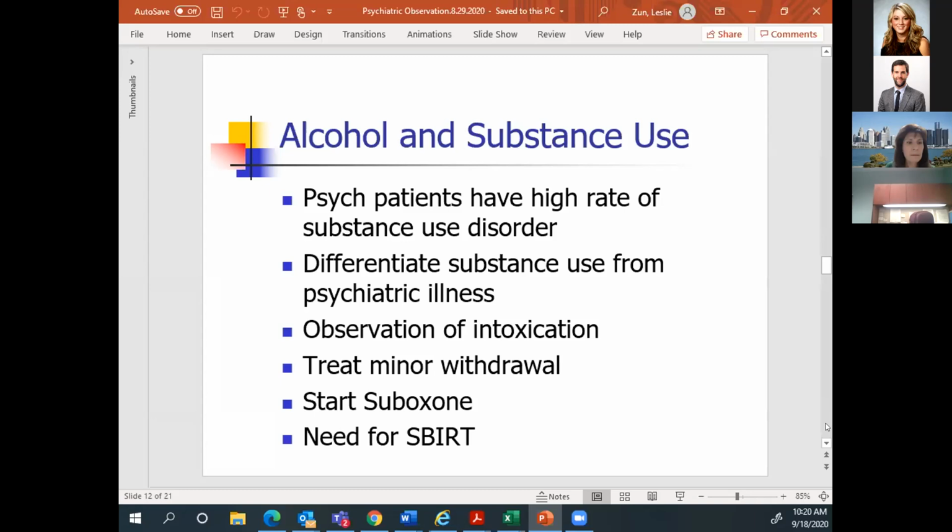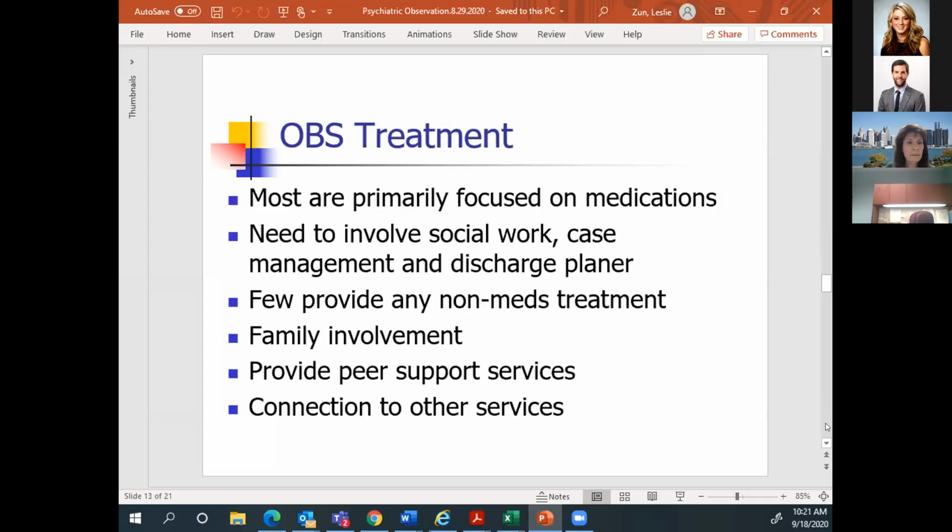You can observe them for their mild or minor intoxication, as well as you could be treating minor withdrawal. And you could start Suboxone if you wanted to and start your Esprit in this unit. And most of the treatment is really focused on restarting their meds or starting psychotropic medications. You want to involve social work and case management and discharge planning as soon as they hit the unit, just like you do in a medical one, to ensure that when they're ready, you have a place to send them to, you have follow-up for them, those kind of things.